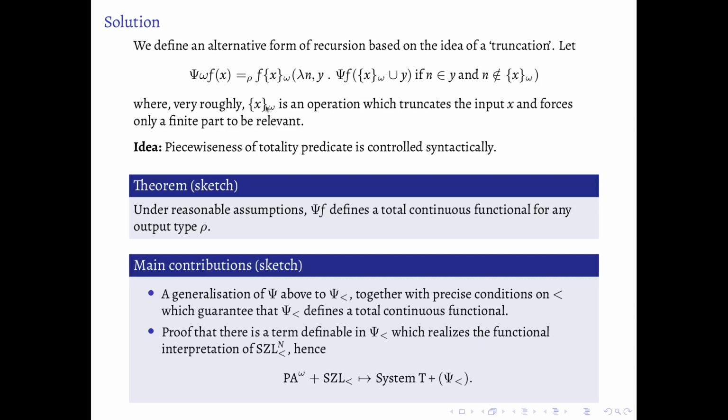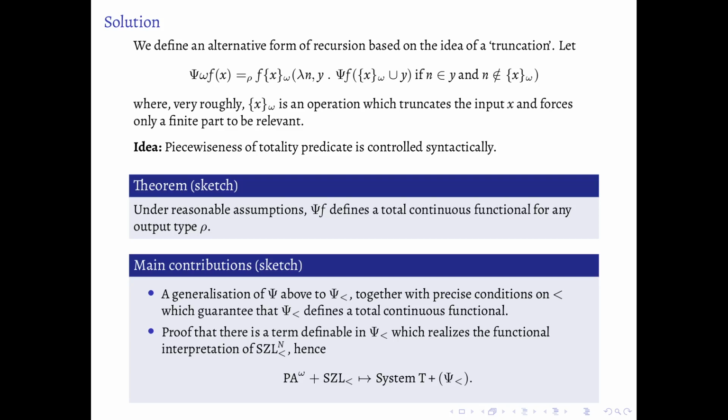First of all, there's a generalization of this, so rather than just working over the proper subset relation, it works over a very general relation. And then I give precise conditions on this relation so that this form of recursion defines a total continuous functional. The second main result of the paper is a program extraction result. So we take this extension of Peano arithmetic, this syntactic Zorn's lemma, and show that given some conditions on my parameters, there is a term definable in this new form of recursion which realizes the functional interpretation of the negative translation of the syntactic Zorn's lemma. So it's a very general result on program extraction.